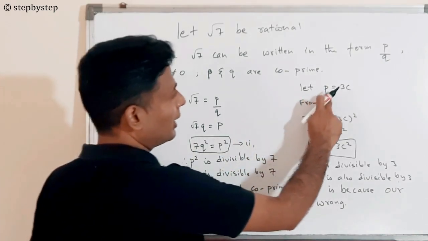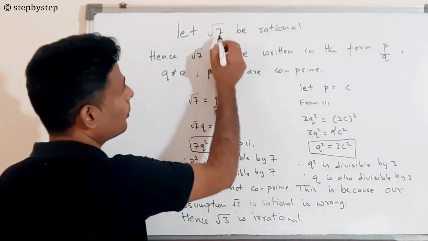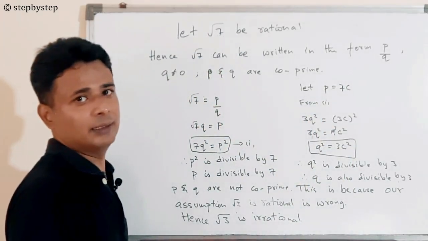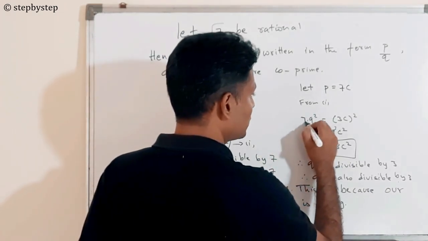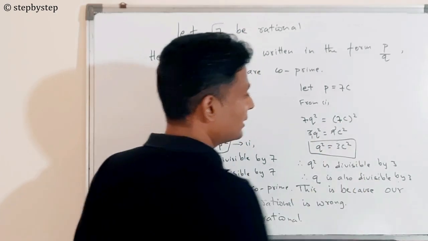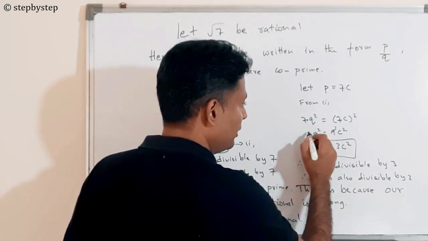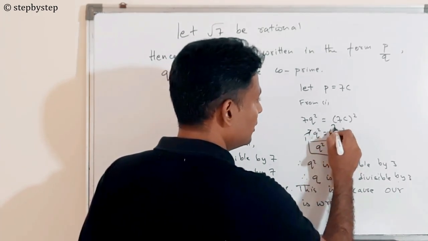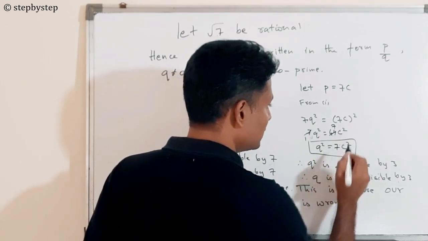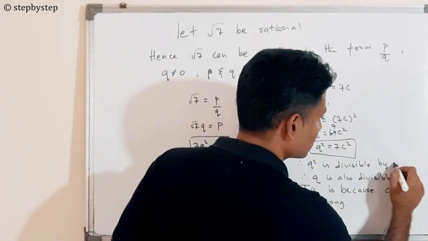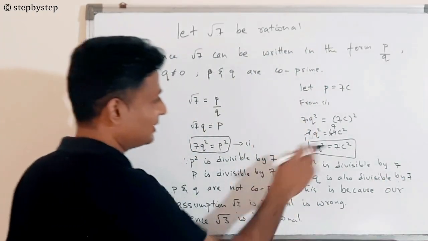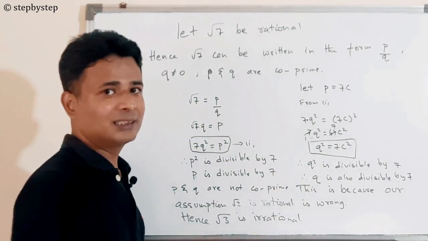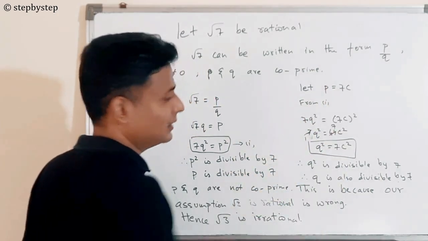For the previous problem we had taken let p be equal to 3c. Since we are proving root 7 is irrational, you will take p equal to 7c. So here it becomes 7q square equal to 7c square, so this becomes 7, this becomes 49. Again 7 ones are 7, 7 sevens are 49. So this is the only part that is going to change. Wherever there is 3, we have to put 7 and we have to take p as 7c.